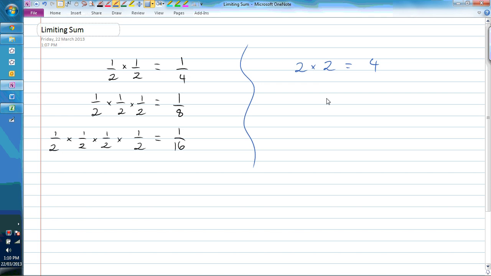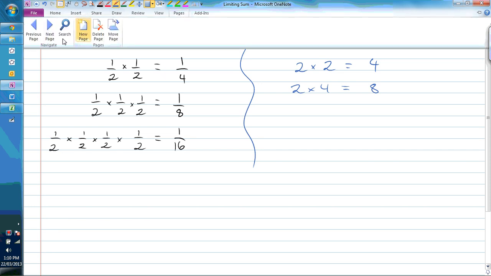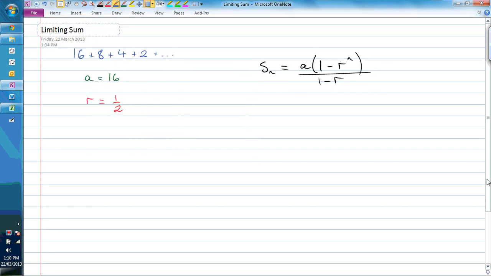So anytime you multiply two numbers that are bigger than 1 together, okay, 2 times 4, you'll get something that's bigger than either of the ones we started with. If you take two numbers that are less than 1 and you multiply them together, you get something less than what you started with. And this is worth knowing before we move on to finding the limiting sum formula.